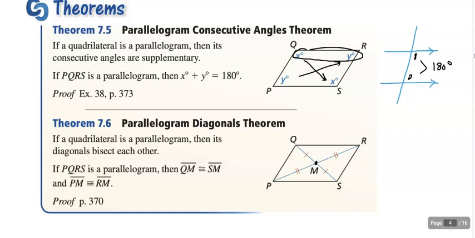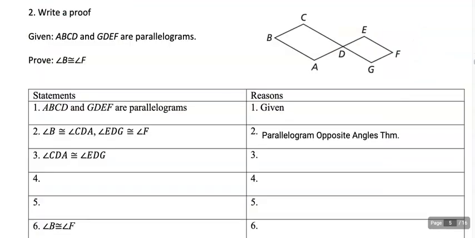All right, so let's see what happens here. Let's write a proof here. We're going to prove that angle B is congruent to angle F. Let's see what we got. So try to prove angle B is congruent to F. Given ABCD is a parallelogram, and GDFE is also a parallelogram.